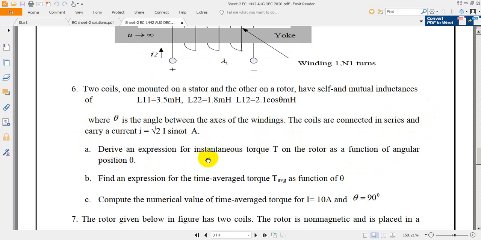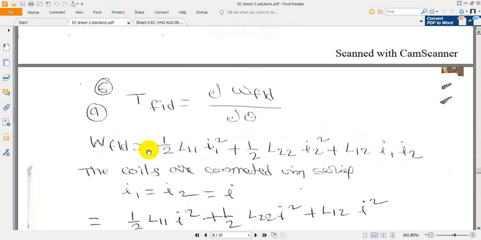We need to derive an expression for the instantaneous torque on the rotor as a function of theta. We need to calculate the instantaneous torque. To calculate it, the instantaneous torque is given by the partial derivative of the field energy with respect to theta. It means we need to calculate the energy of the field, which is nothing but the total energy.